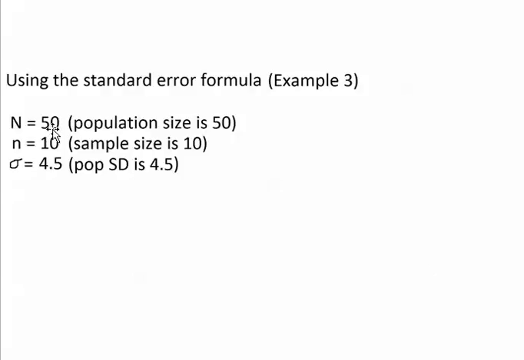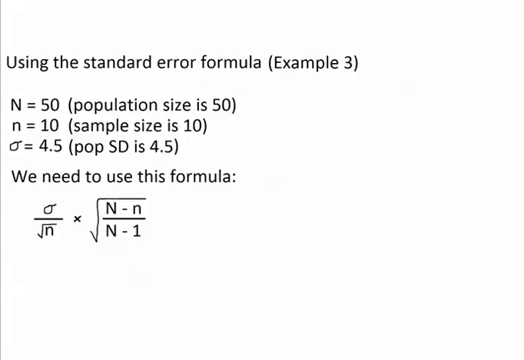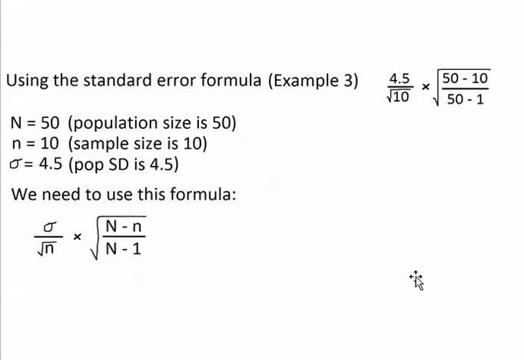We know that the population size is 50. There's 50 people in the population. We're dealing with all possible samples of 10 people, so the sample size is 10, and the standard deviation of the population is 4.5. Remember, sigma is a symbol for population standard deviation. So we would just use this same formula. We would plug in the population standard deviation of 4.5, the sample size of 10, and the population size of 50. And we would just go through these steps over here.